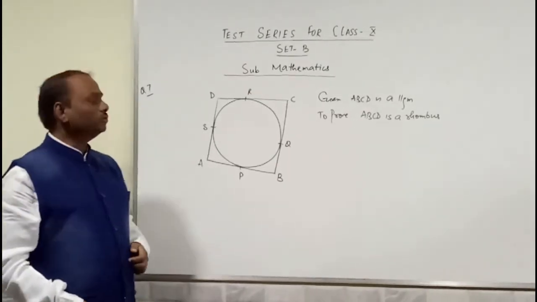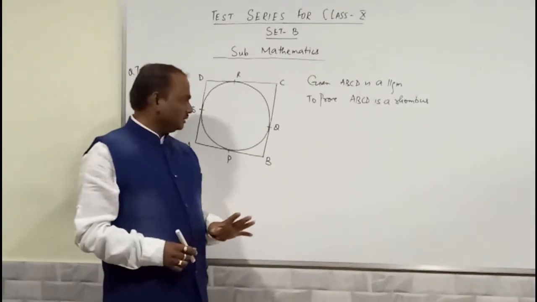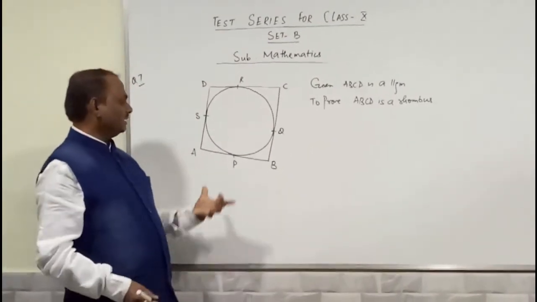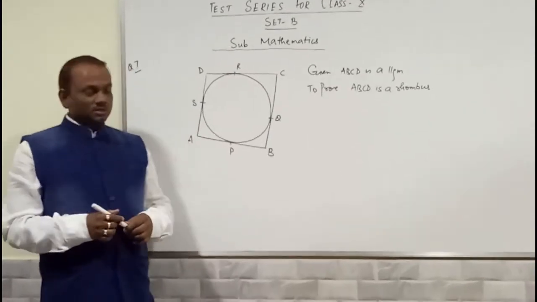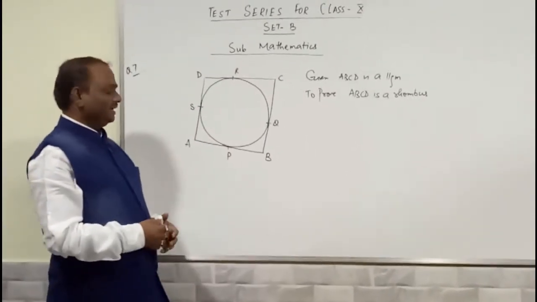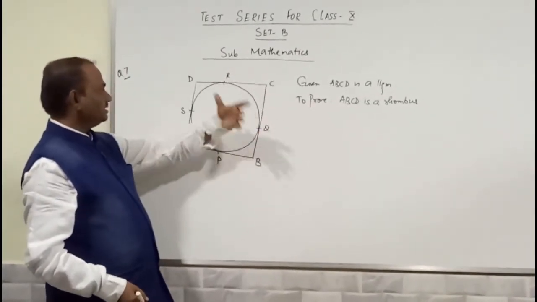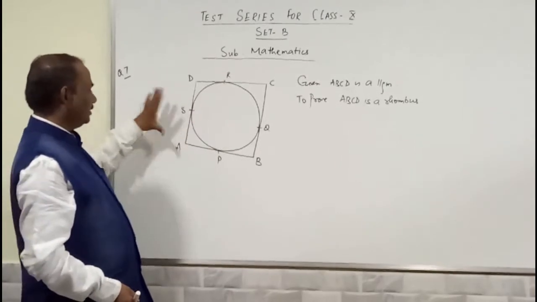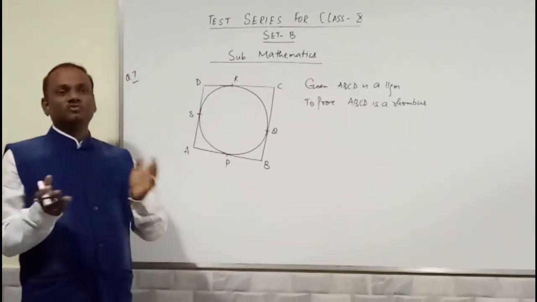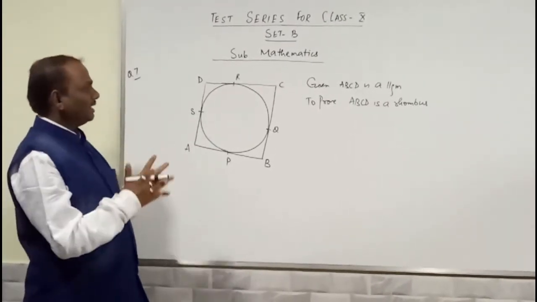Now students, you know that a rhombus has a unique property: the adjacent sides are equal. So if I want to prove this is a rhombus, I just need to prove that the adjacent sides are equal, like AB is equal to BC, or BC is equal to CD, or CD is equal to AD, whatever. So any one pair of adjacent sides, if we can prove them equal, then our job is done. Now this is a parallelogram.